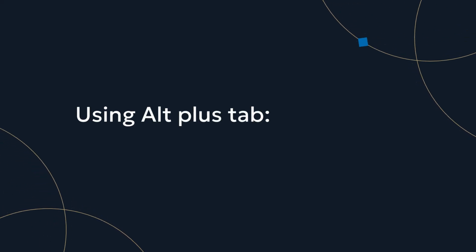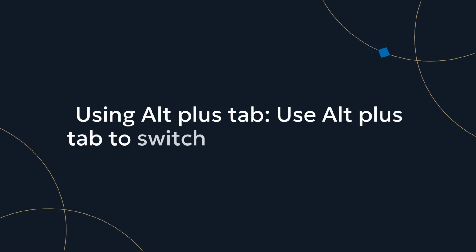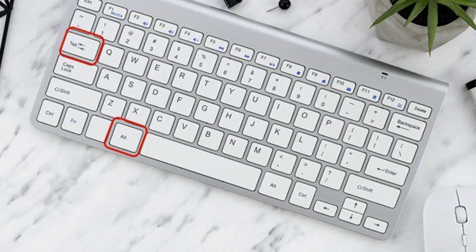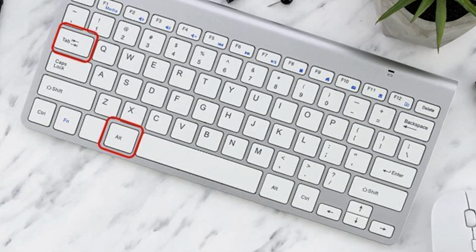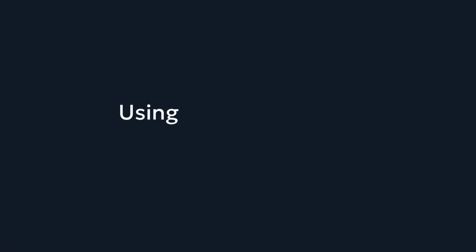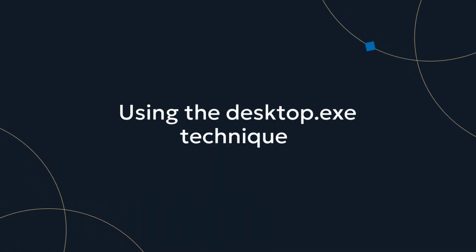Using Alt+Tab. Use Alt+Tab to switch between windows. Hold Alt while pressing Tab and the right Alt key to cheat with Examplify using the desktop.exe technique.